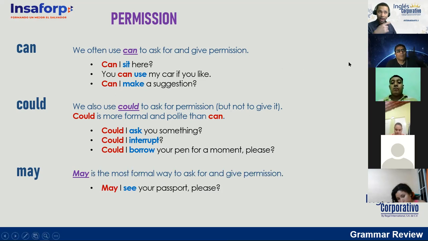Examples, may I see your passport, please? Lo que le van a decir en el aeropuerto usted, may I see your passport, please? Parece que lo están pidiendo muy amablemente, pero en realidad es, no tiene opción, ¿verdad? So, may I see your passport?